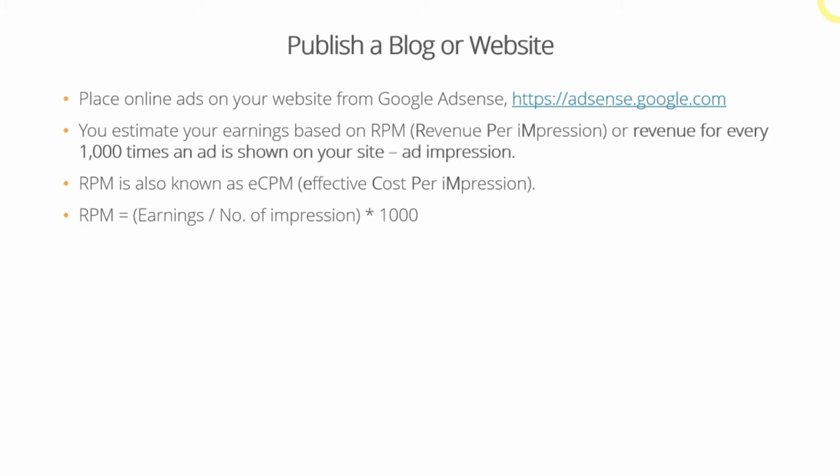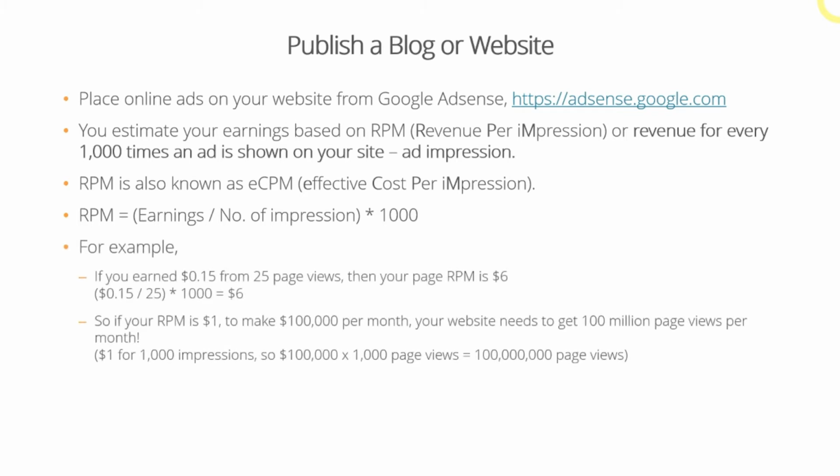Let's look at an example to understand this. If you earn 15 cents from 25 page views, which is your earnings here, then your page RPM is $6, because if you do the math, 15 cents divided by 25 page views multiplied by 1,000 equals $6. That's how much you actually make from one page on your website, the RPM for that specific web page.